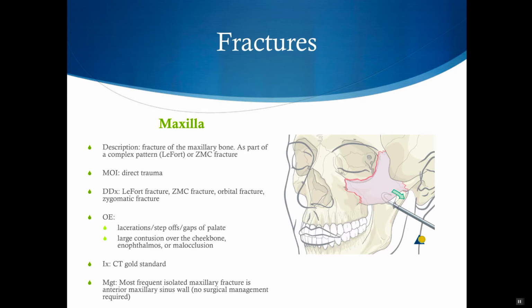Maxillary fractures. So the maxillary bone is present on both sides, essentially underlying the cheek, just anterior to the zygomatic bone. Once again, these are fractures that are the result of direct trauma to the area. The maxilla bone also forms the inferior and the lateral border of the orbit. So the differential includes an orbital fracture, a zygomatic fracture, a zygomaticomaxillary complex fracture, and a Le Fort fracture, which is a fracture of the face.